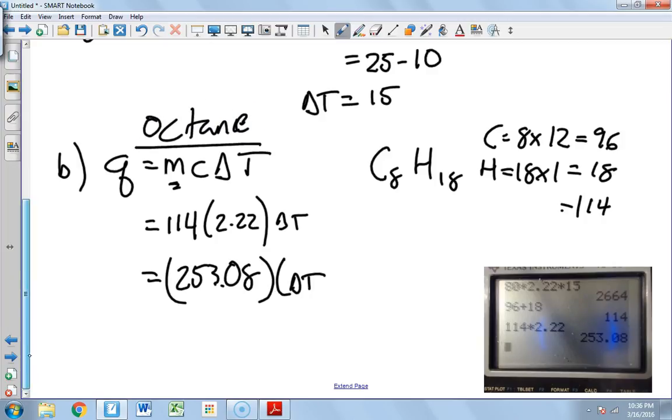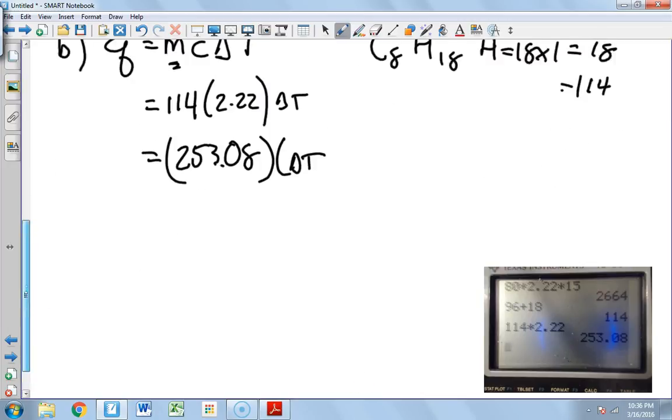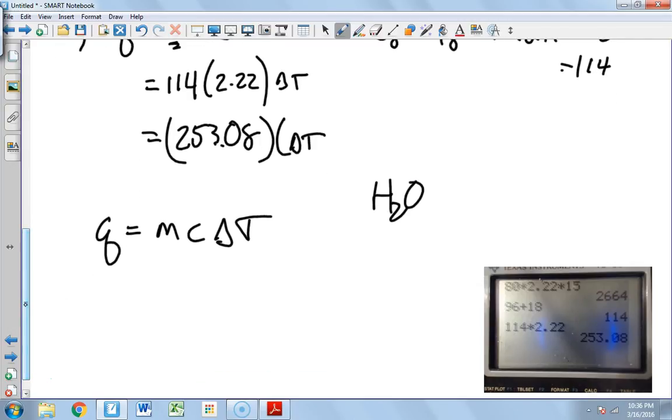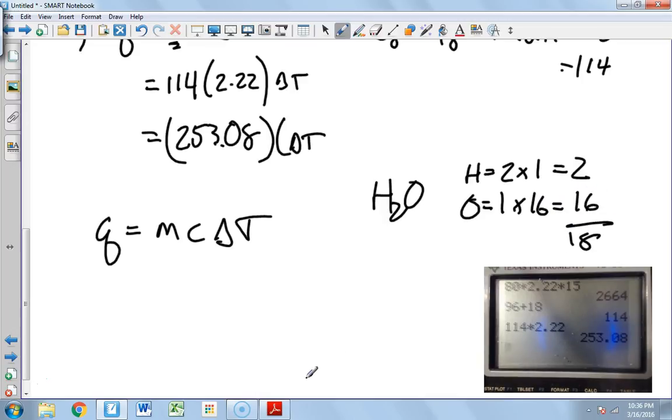Okay. Now we're going to compare that to the amount of heat needed for a mole of water. Q equals mc delta T. Now for water, H2O, the molar mass is, let's see, H, there's 2 H's times 1, the mass of 1 on the periodic table, so that's 2. And then for oxygen, there's 1 oxygen times the mass on the periodic table, which is 16. So when we add that up, that's 18.